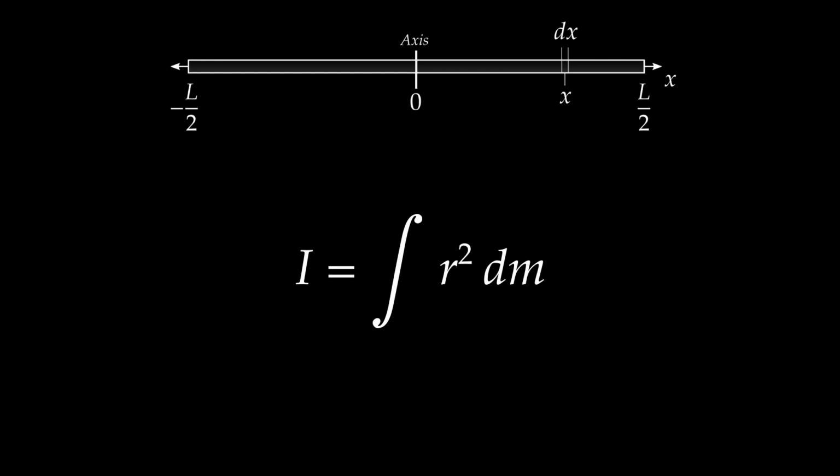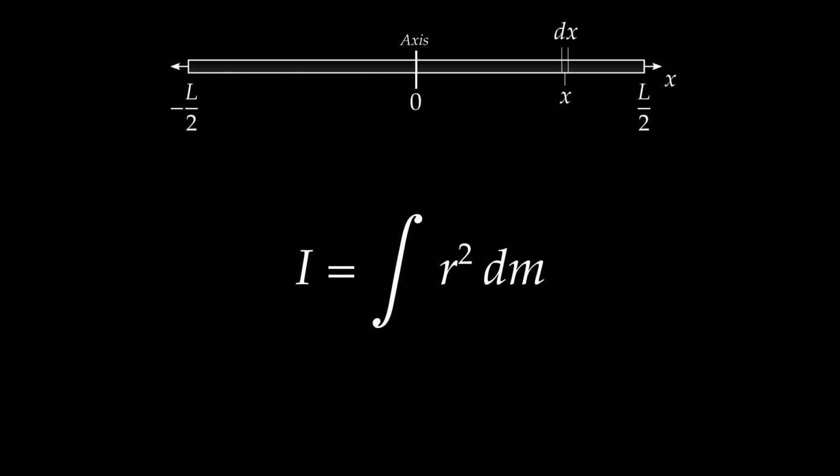The next two examples that I'm going to do are essentials. Here I go, finding the moment of inertia of a uniform rod about its center of mass. That's a long title. Yeah. The moment of inertia of a uniform rod about its center of mass.